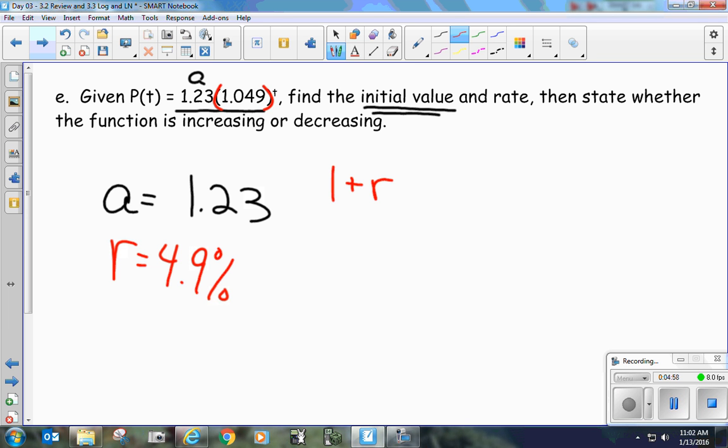If I get 1.049, that means I have to add 0.049 to 1 to get this, don't I? I mean, I can subtract 1 from both sides to get 0.049, do it algebraically. But I want the percent. I slide that decimal 2 places to the right. That is 4.9%. So, is it increasing or decreasing? Increasing. Increasing because it's bigger than 1. You're adding to 1. And it's increasing. Good, good, good.